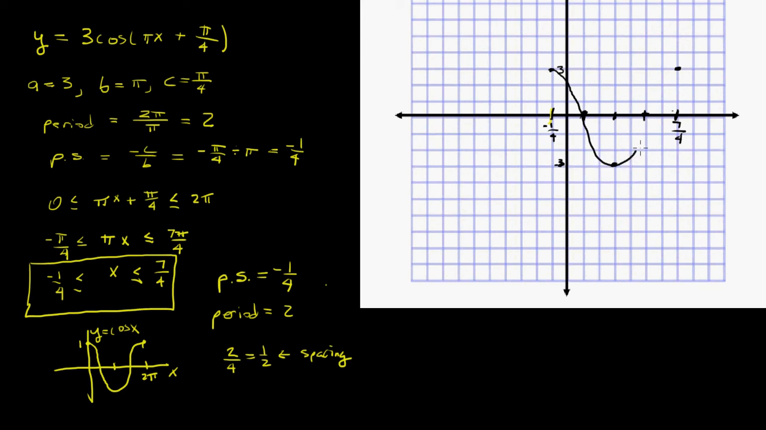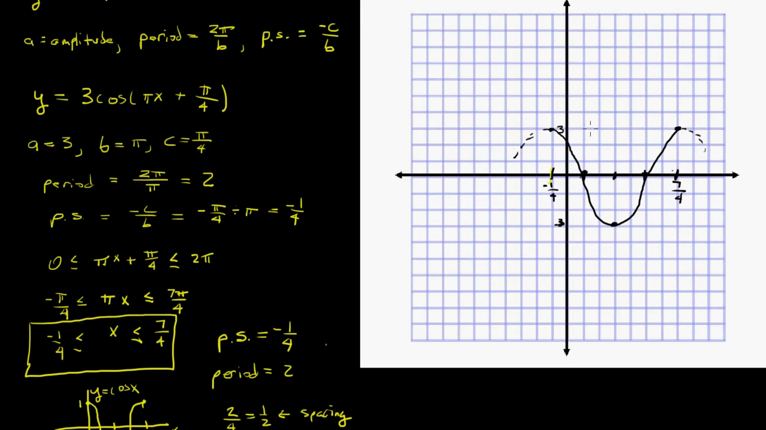And then make sure your graph is nice and rounded. Don't use a corner or cusp there. You want a nice smooth graph. And then I'll usually put some dashed lines to indicate this is just a part of the graph that repeats. Okay, so that was y equals 3 cosine pi x plus pi over 4.